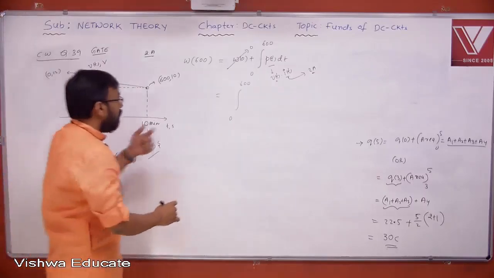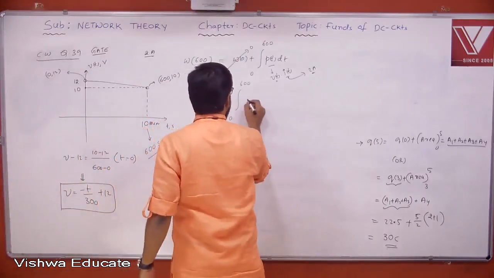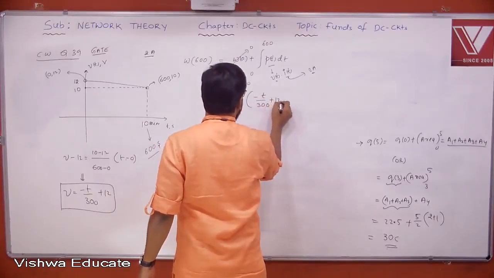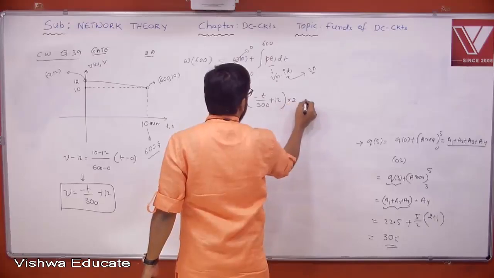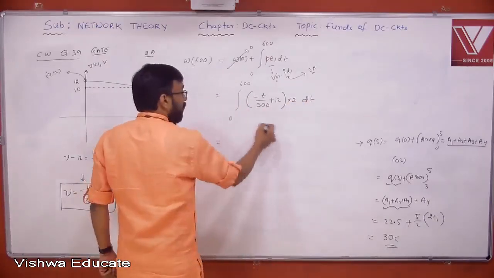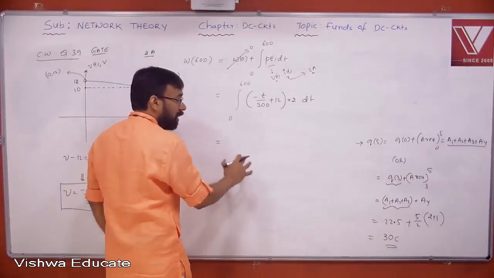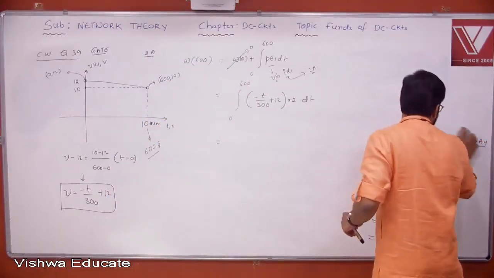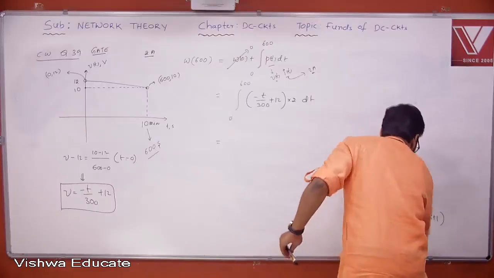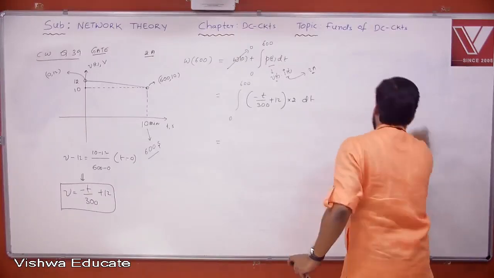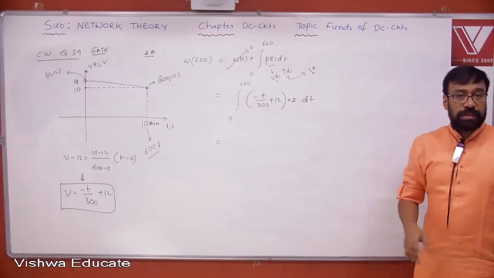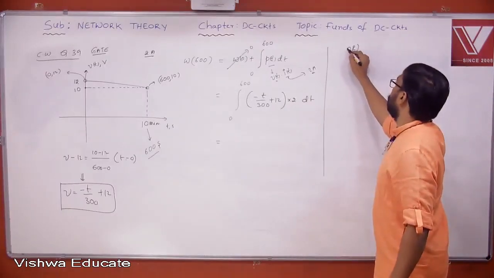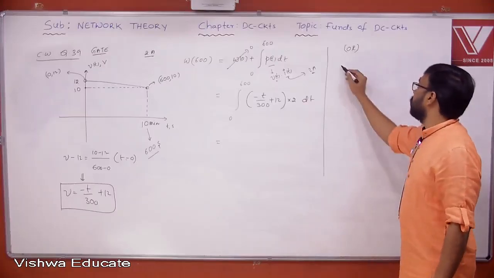Now, if you substitute here, V of t is minus t by 300 plus 12, the current is 2, and this is dt. That's it. You can integrate the whole thing and simplify, and you get the answer. But the same problem can be solved using a simple approach. Look at this, all of you. Don't write anything, I'll give you time. Look at this.